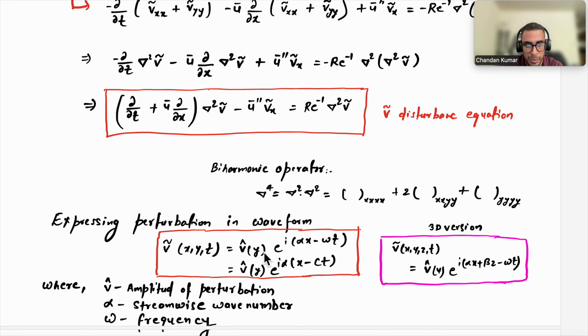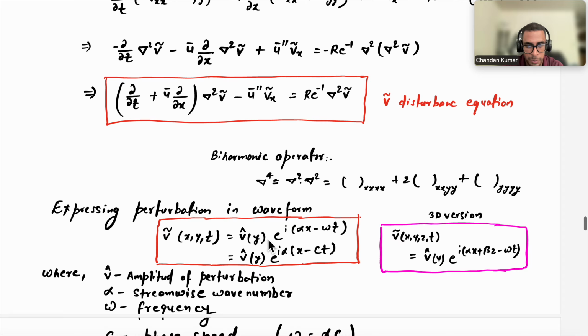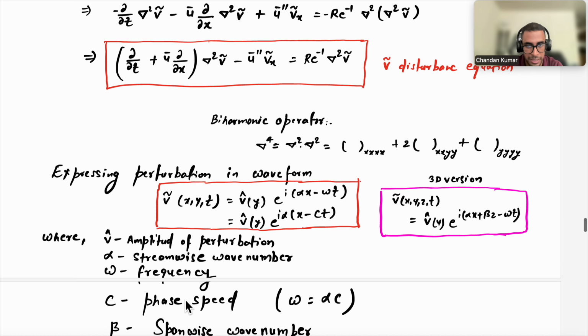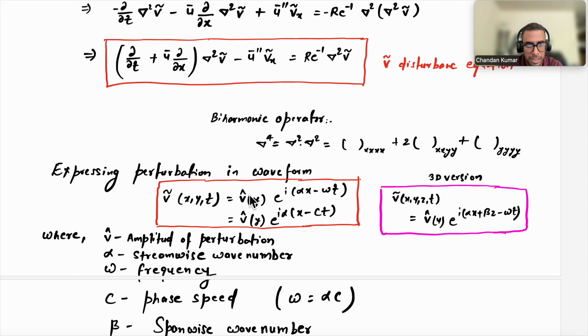We can express that perturbation in this form, where V hat is the amplitude of perturbation, and the exponential term signifies the character of the perturbation. We can also express this perturbation in this form when we take alpha, the streamwise wave number, and we get C here. So V hat is the amplitude of perturbation, alpha is the streamwise wave number, omega is frequency, and C is phase speed. This is a typical waveform of a perturbation for 2D.